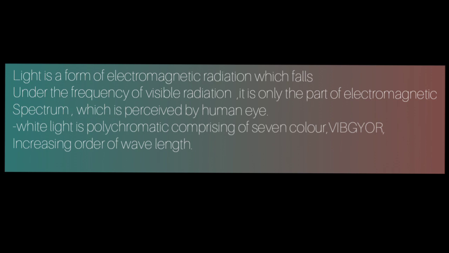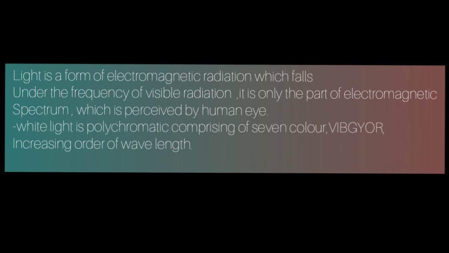Light is a form of electromagnetic radiation which falls under the frequency of visible radiation. It is the only part of the electromagnetic spectrum which is perceived by the human eye. White light is polychromatic, comprising 7 colors, VIBGYO, in increasing order of wavelength.